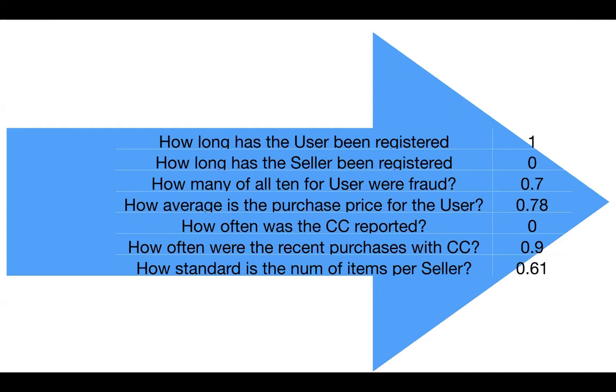For example, how long has the seller been registered? How many of the seller's transactions were reported as fraud? How many items does a person buy on average from the seller? What is the average purchase amount for each seller or for each user? How many fraud reports each user has, and so on. And we create this vector that has these numerical values.